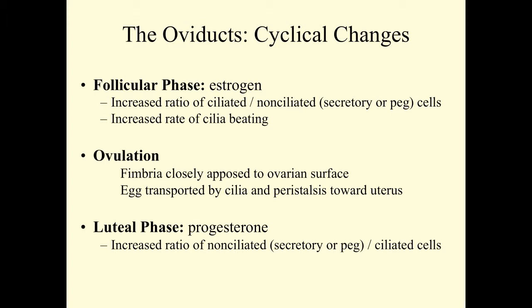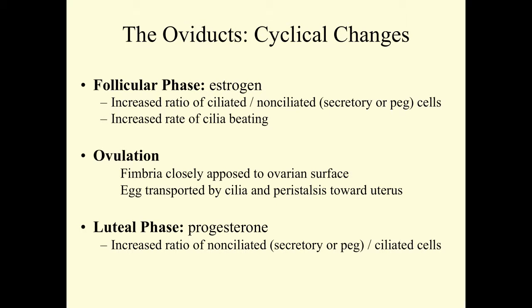The oviducts, as we said, show cyclic changes. The follicular phase is under the influence of estrogen. There's an increased ratio of ciliated to non-ciliated secretory cells. There's an increased rate of ciliary beating, and that would make some sense as you want to capture the oocyte, the ovum, and move it into the infundibulum and on into the uterine tube.